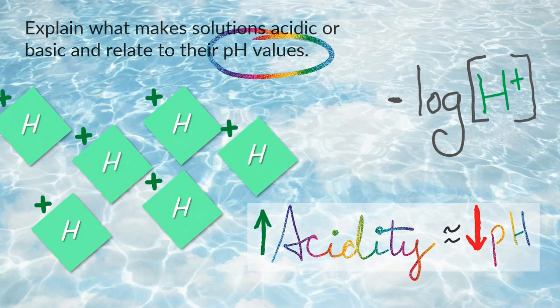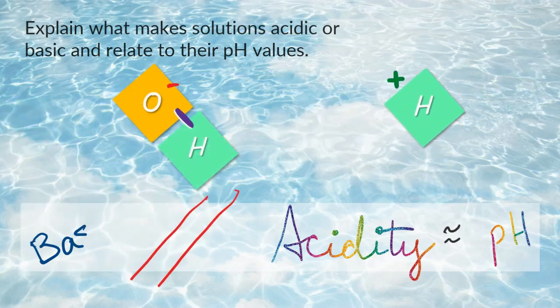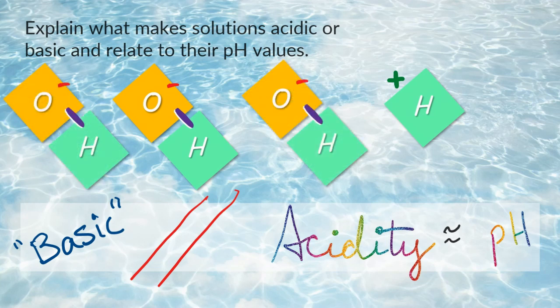Now, the opposite of acidity is what we call basic. The fewer hydrogen ions relative to the amount of hydroxide ions, the less acidic the solution, meaning the more basic the solution. So, the more hydroxide ions means the more basic the solution, meaning the lower the acidity of the solution, meaning the higher the pH.